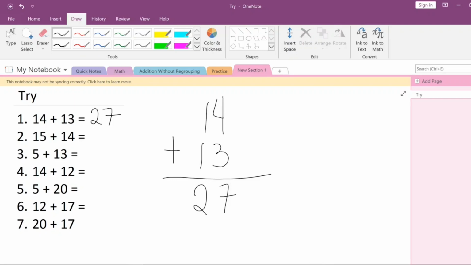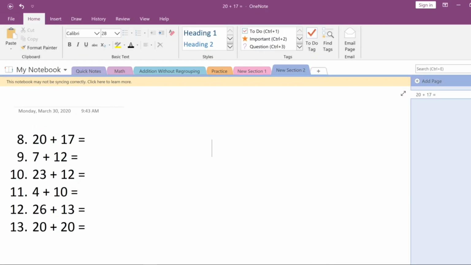Okay, try to do number 2, number 3, number 4, number 5, number 6, and number 7. We also have number 8, number 9, number 10, 11, 12, and 13. Copy it down into your notebook and try to answer them in your notebook.